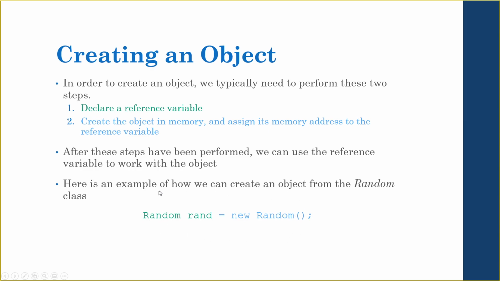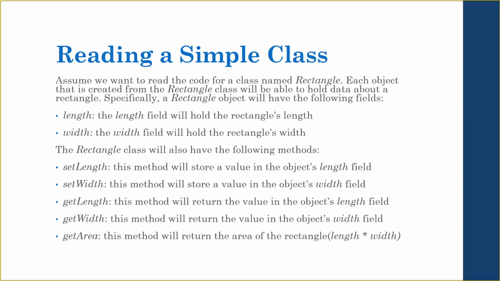And then after we create the object, we can use the reference variable to work with it, right? So we say rand.nextInt. Same thing with Scanner, right? If this was Scanner kb, we would use kb.nextLine or kb.nextDouble, right? We use the reference variable to work with the object that's being referenced.